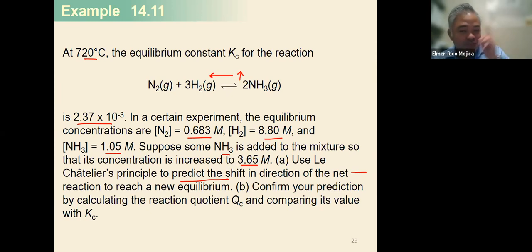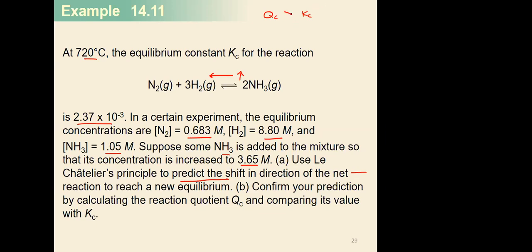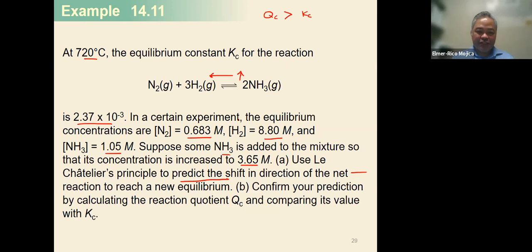Now, how do we prove it? To prove that it goes there, what should be the value of QC with respect to KC? Will it be equal, less than, or more than KC? More than. So we need to calculate using the given values that we have here. Okay, so we could say QC is equal to the concentration of NH3, and what we do is we're going to change that to 3.65.